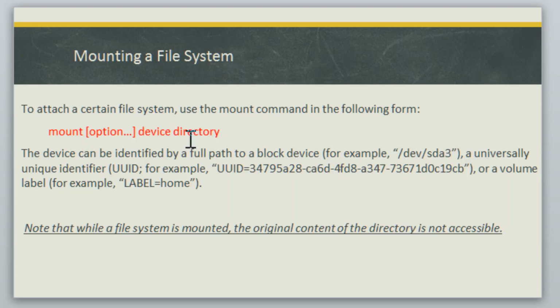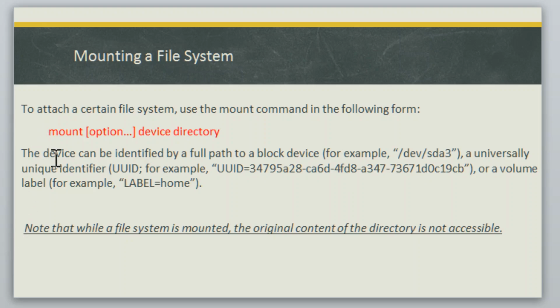So if we want to mount a file system, or to attach a certain file system, we have to use the mount command in the following form. So we'll do mount, the options we want to add to it, the device, and then the directory we're mounting to. And the device is usually going to be the disk that's going to hold this file system.